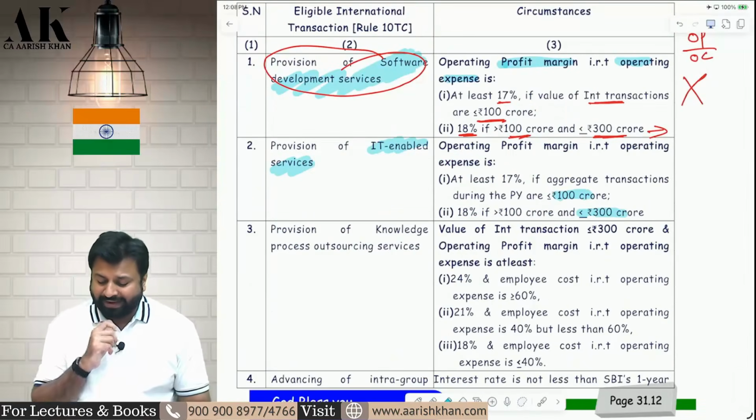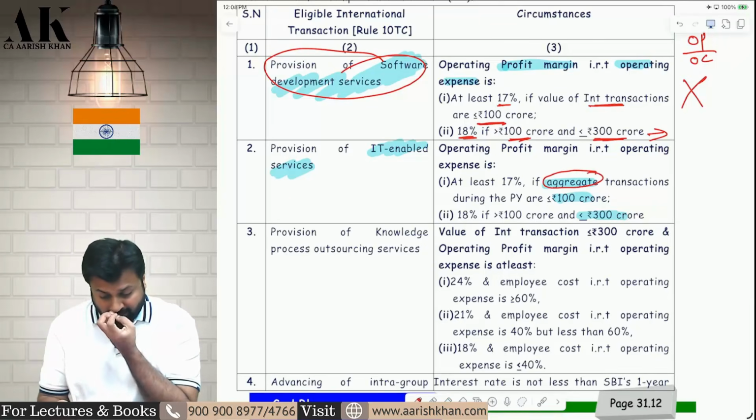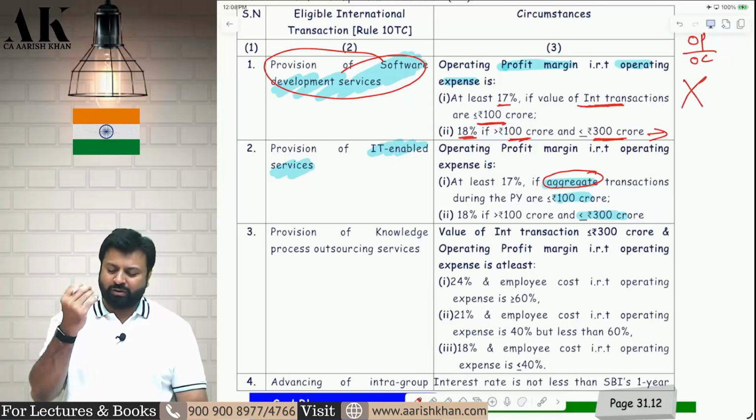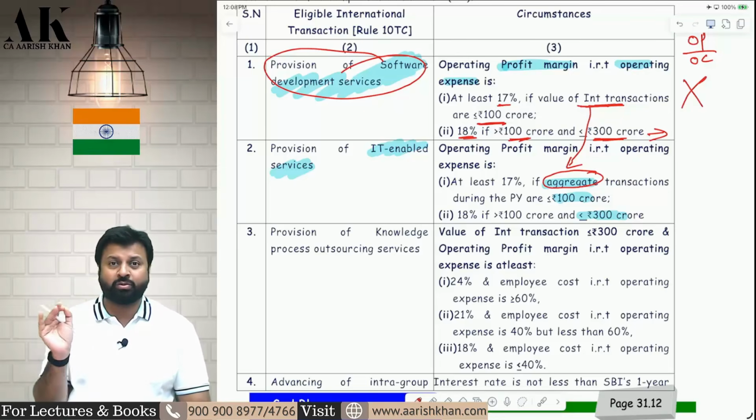But I think mistakenly the government has written the word aggregate over here. If you see all other cases, the word aggregate is not written. Only in this case the word aggregate is written. In the rest it is written the value of international transaction. Nobody pays so much attention. Don't worry. You assume this also to be the value of international transaction only. Don't get into the concept of aggregate. But technically the word used over here is aggregate. If you see the original law, the safe harbor rule on the CBDT website.